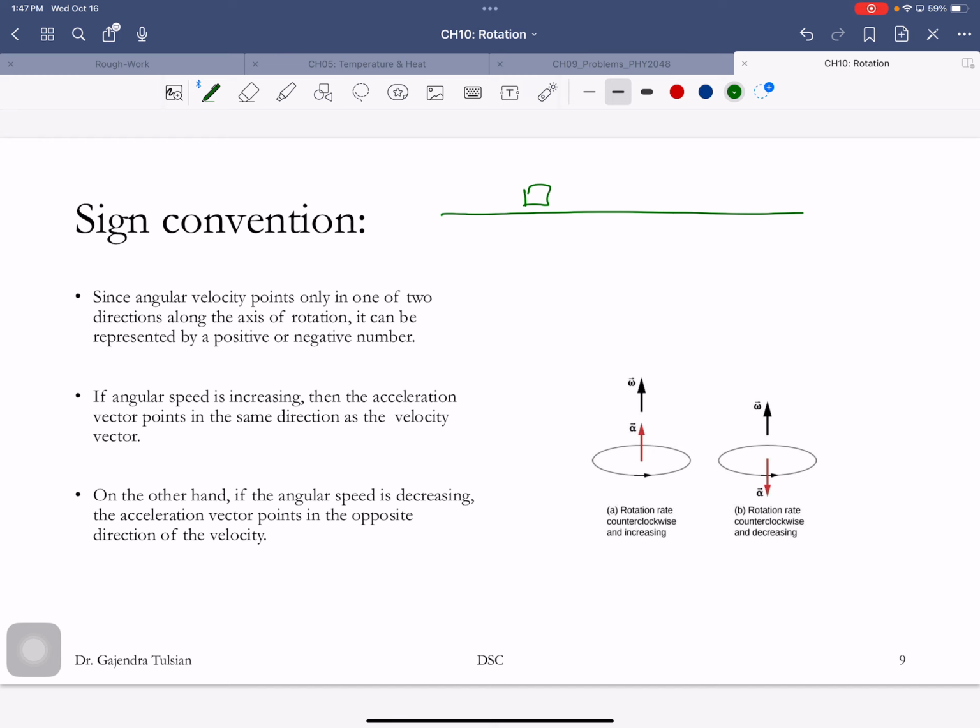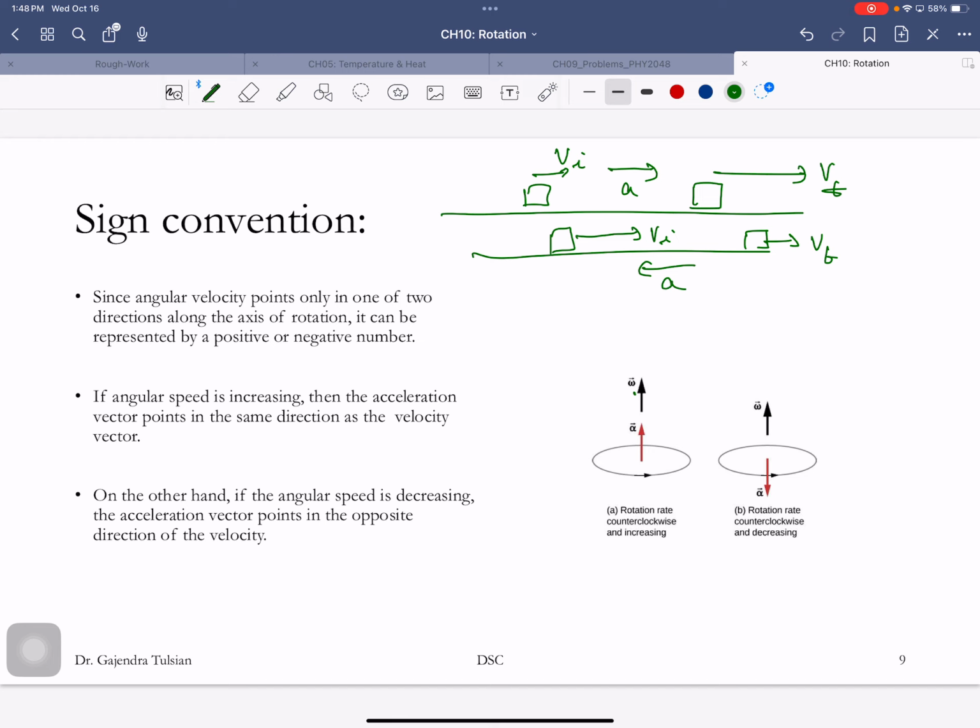So let's say here's the initial velocity. When the speed of the object is increasing, the acceleration is pointing in the same direction. And when the speed of the object is decreasing, the acceleration is pointing in the opposite direction. Just like that, for rotational motion, if the angular speed is increasing, the acceleration is pointing in the same direction as angular velocity. And if angular speed is decreasing, the angular acceleration is pointing in the opposite direction. Let me illustrate this.